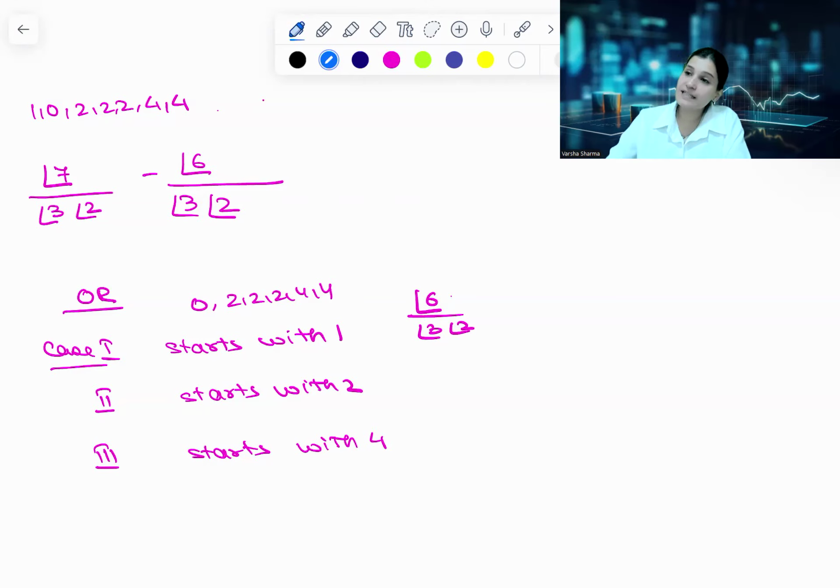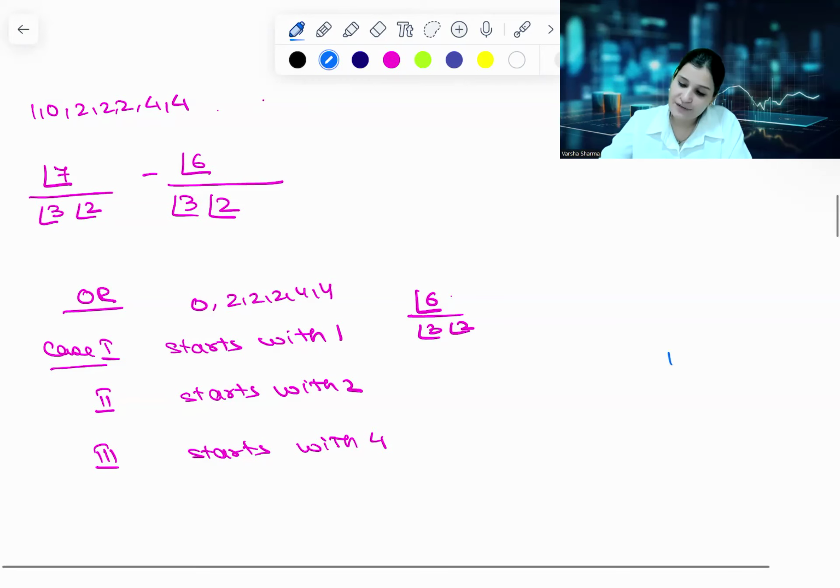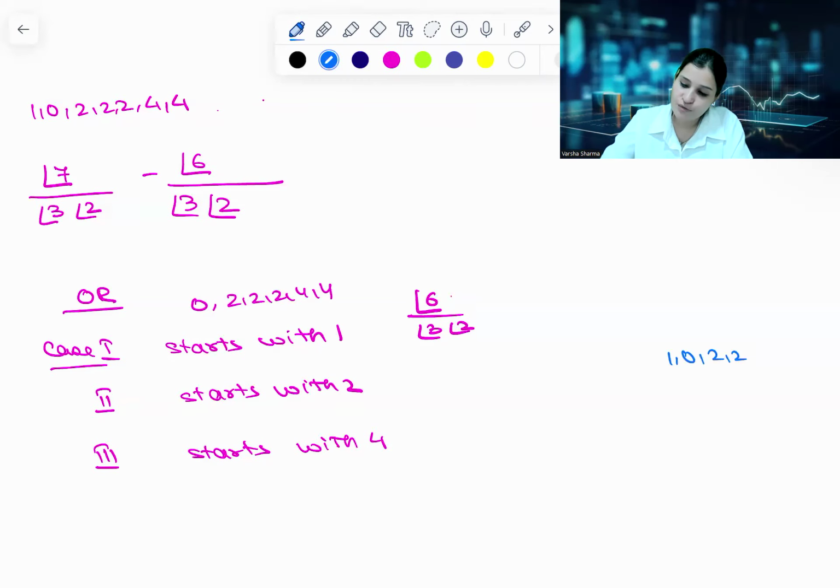Or it starts with 2. If the first place is filled by 2, there is one way to do that. What are the remaining digits left? 1, 0, 2 twos and 2 fours. So the 6 digits can be arranged in 6 factorial ways. Now in these 6 possibilities, what are the repetitions? There are 2 twos and 2 fours, because one of the twos got used in the first place. Yes or no?